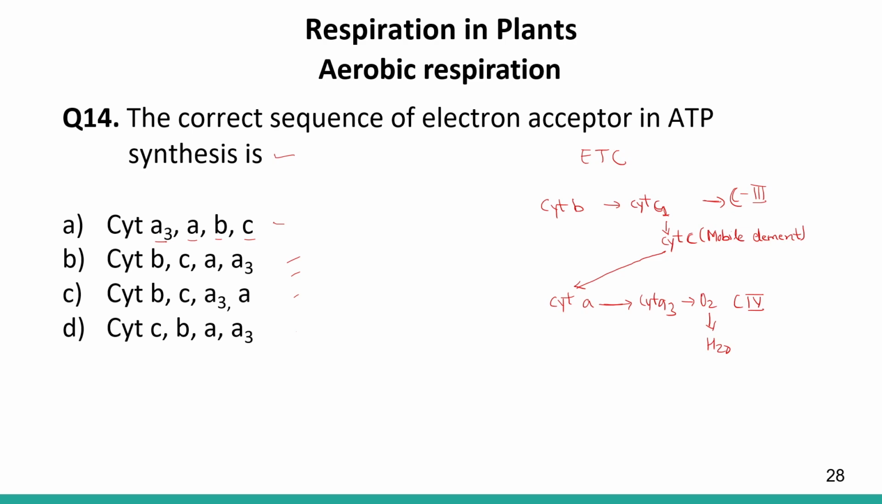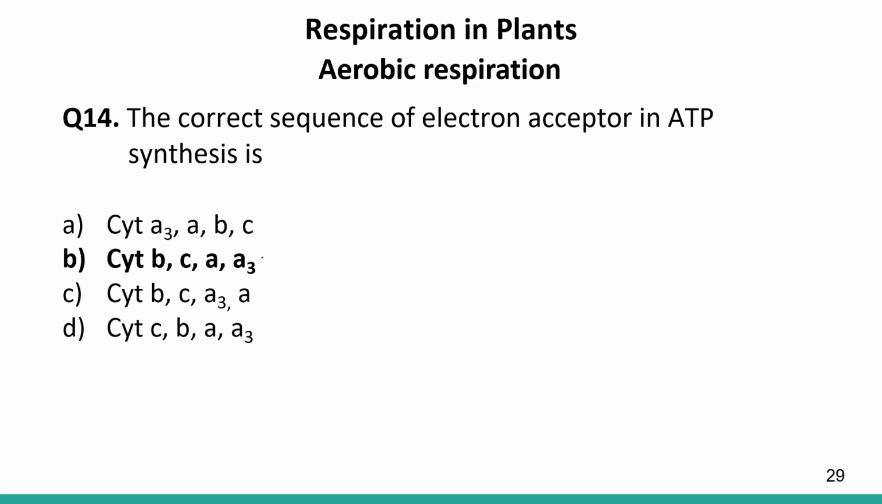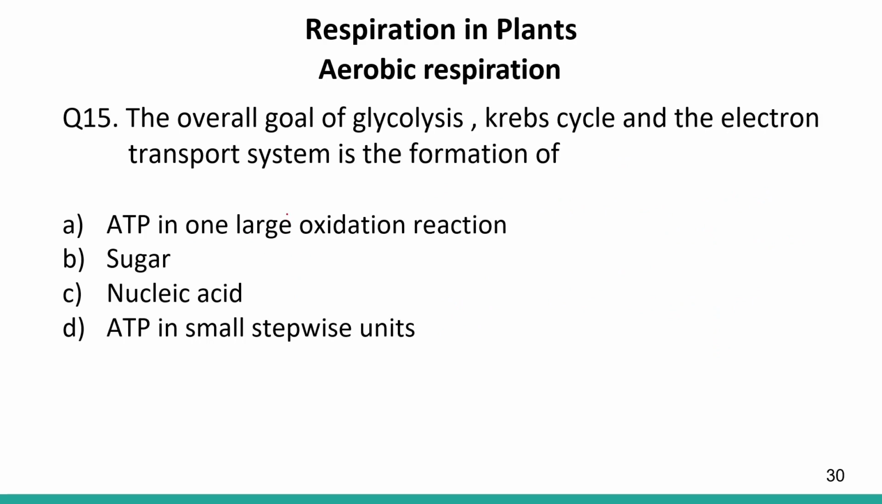So what should be the correct sequence? You can write here, this is known as cytochrome C oxidase. The name of this complex is cytochrome BC1. What should be the answer? Option B.